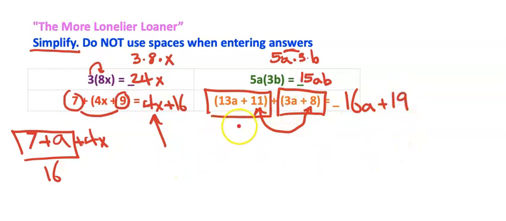So when you're adding, you can only combine like terms, and when you're multiplying, you can only really multiply numbers, and then variables just kind of come along for the ride. That's basic simplifying when you have numbers and variables when it comes to multiplication and when it comes to addition. All right, that is the more, lonelier, loner.